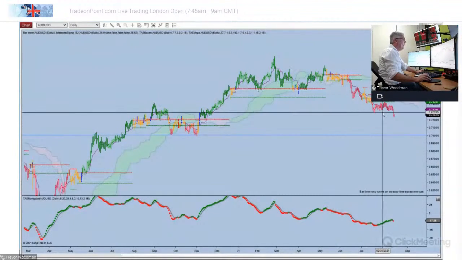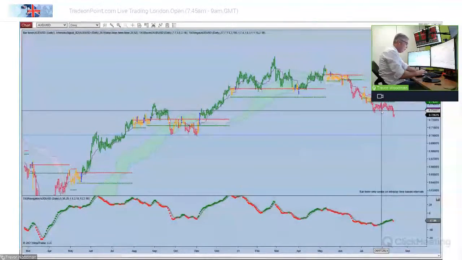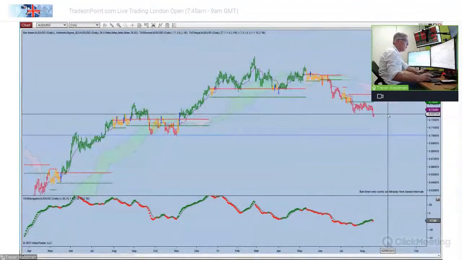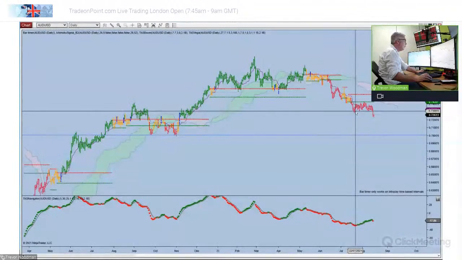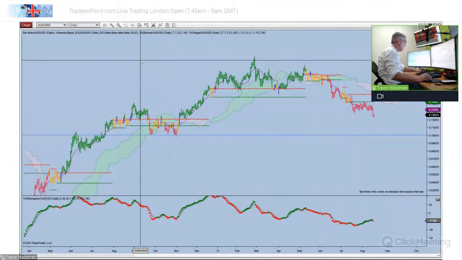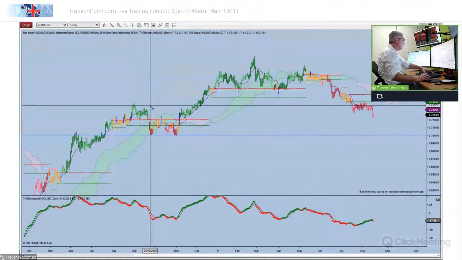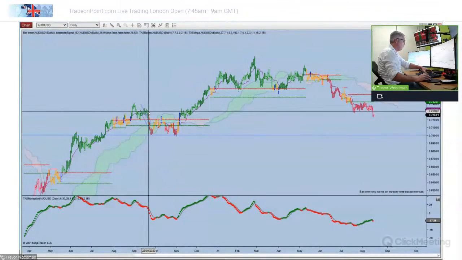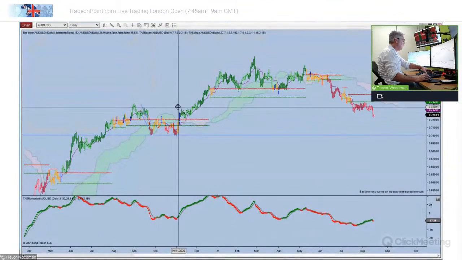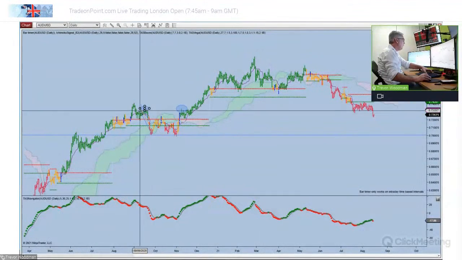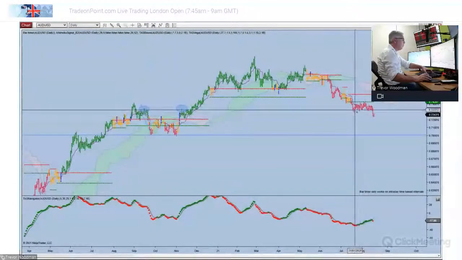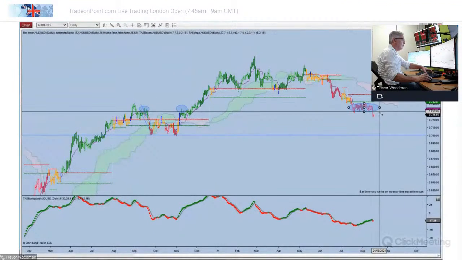So you can see here, pretty much we have broken this. We have broken this level of support over here. Now, if you look at the chart, you can see here, there we go. This over here, these tops over here, and then you've got this consolidation pattern over here.